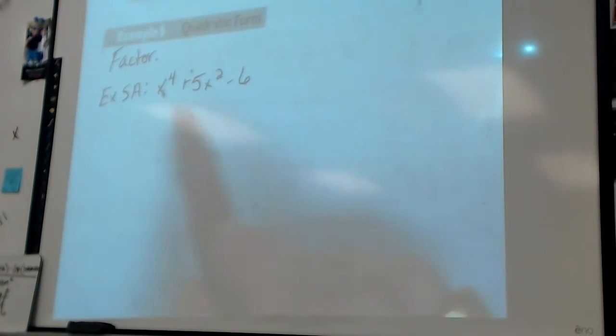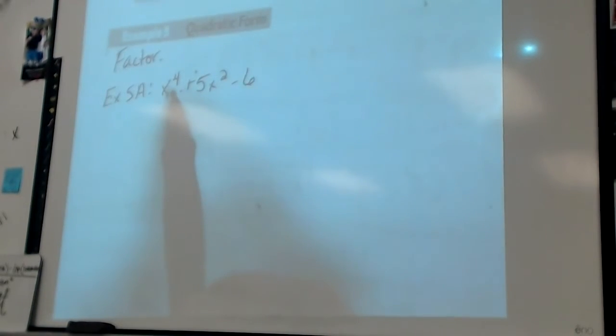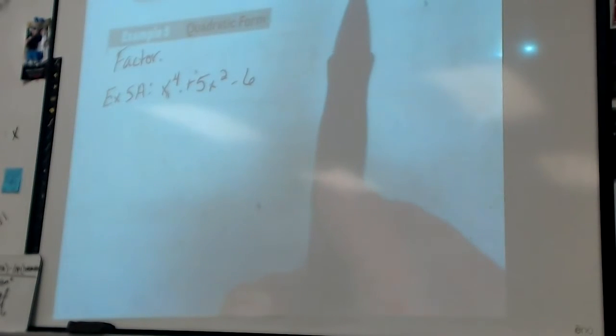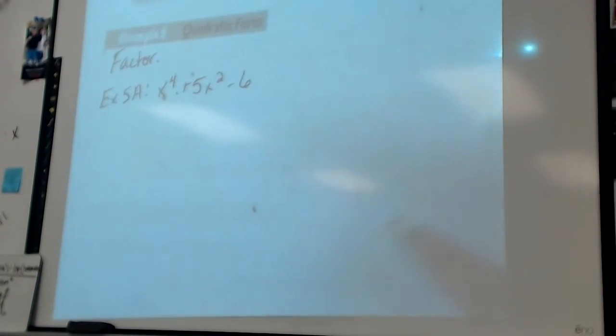So what does it make you think of? A trinomial, but usually what's our exponent right here? It's a quadratic. Right. Usually it's a quadratic, where we have a 2 here, 1 here, and then our constant. Well, since this exponent is even, this is what's called quadratic form. You can use the same strategy because x to the 4th is the same thing as x squared squared.